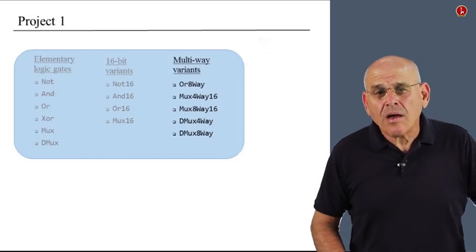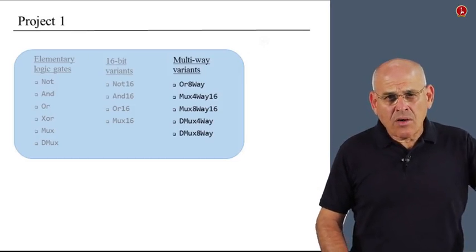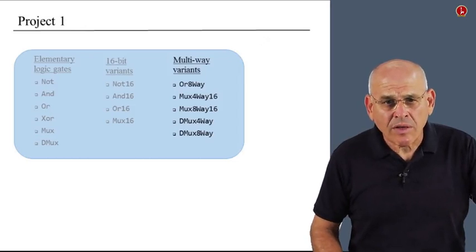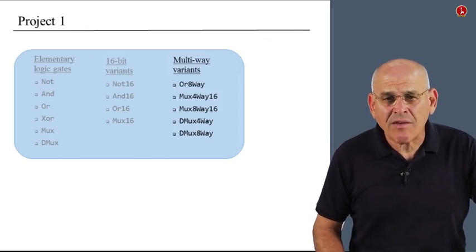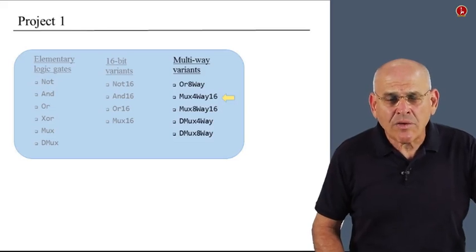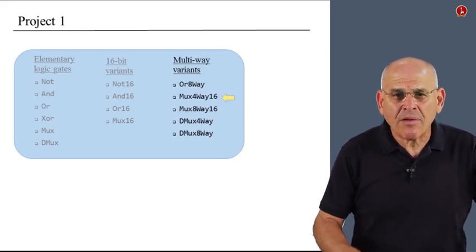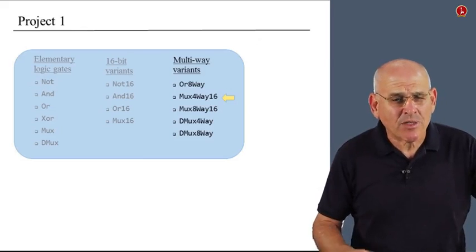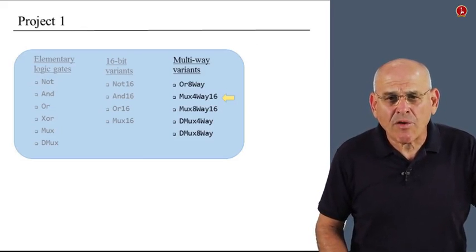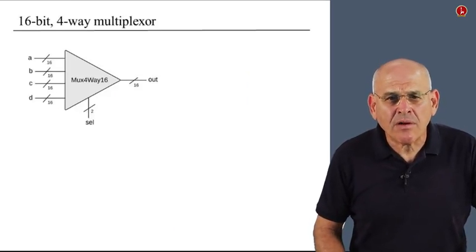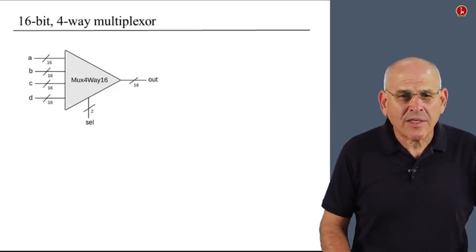gates. All right, so this has been what I wanted to say about the 16-bit variants that you have to implement. And finally, I want to discuss one example of the multi-way variants, which happens to be actually quite a straightforward notion. Here's an example of a MUX 4-way 16.